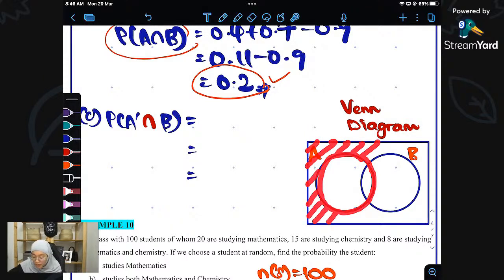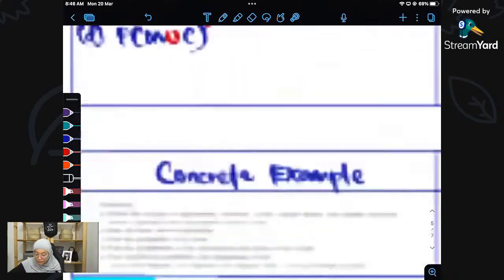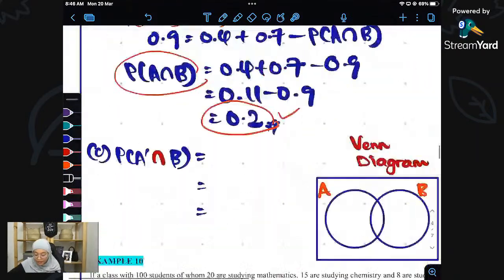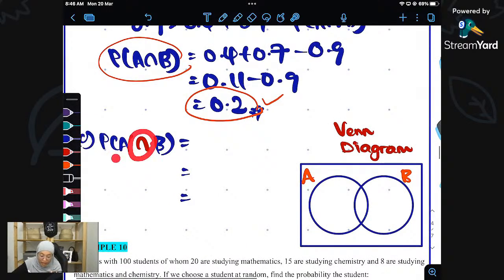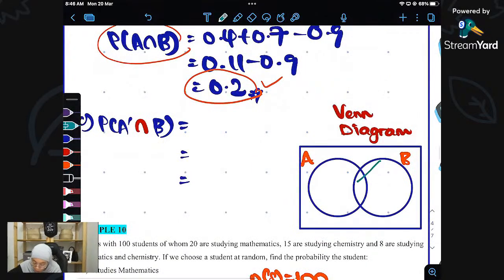So this is my A prime. My A prime is outside of the circle. If A, it will be inside. But the A prime would be outside of the circle. I think you understand that already, right? So now we want to find the overlap between those shaded regions. The overlap between both shaded regions. So let me show you the first shaded region here. The first shaded region here is B. I want to begin with the easier part. You can start with A prime first, nothing wrong with that. I just began with B.